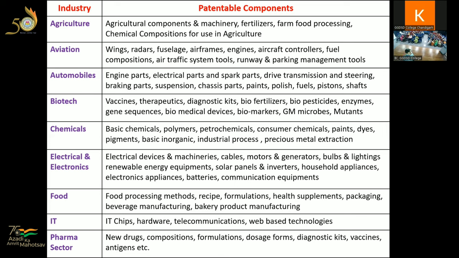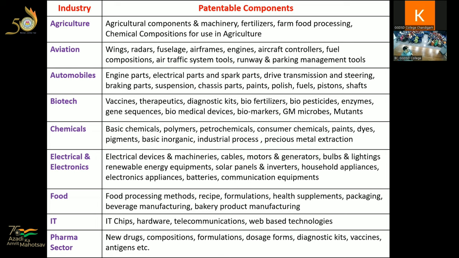Like in case of biotechnology, vaccine, therapeutics, diagnostic kits, biofertilizers, biopesticide enzymes, gene sequences. If you are able to develop or find out something which is valuable for the society, that can be protected. In case of chemicals, like basic chemicals, polymers, petrochemicals, consumer chemicals, paint, dyes, pigments, basic inorganic industrial processes, precious metal extractions, all these can be protected.